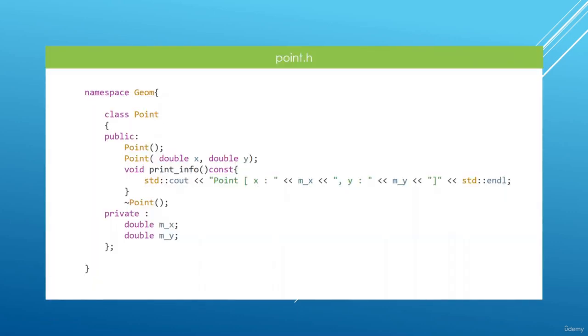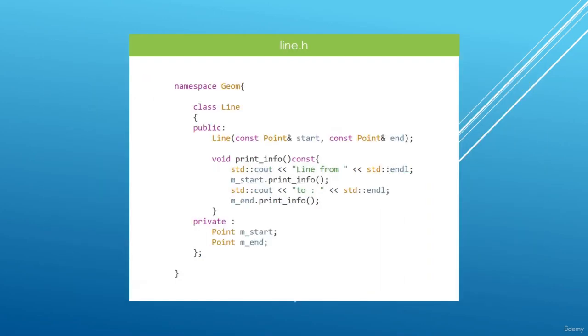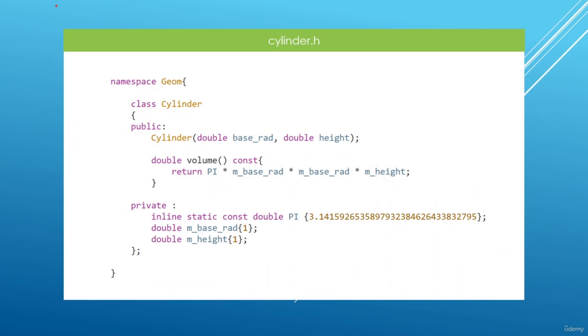We have seen that we can set up different classes in our geom namespace using the syntax here. For example, this is a header file for our point class. We could do the same thing for our line class. As you see here, it's living inside our geom namespace. And we could do the same thing for our cylinder class. Again, it is living inside this namespace here.